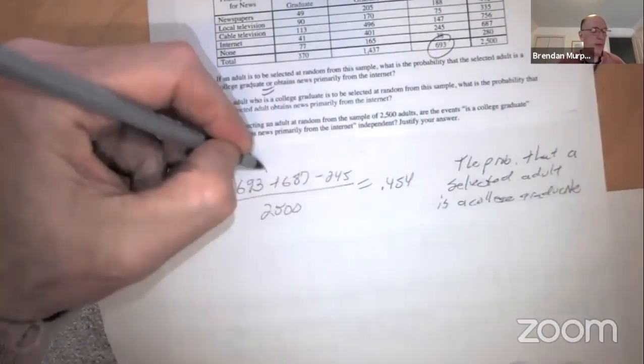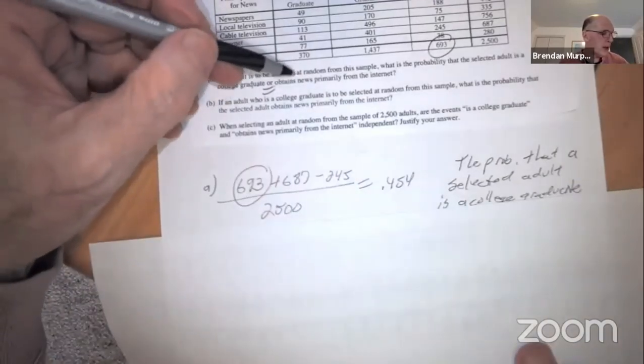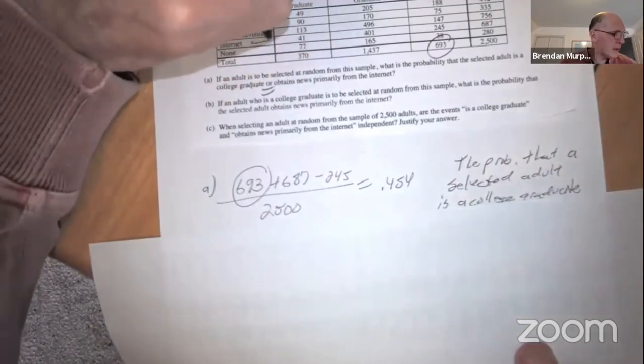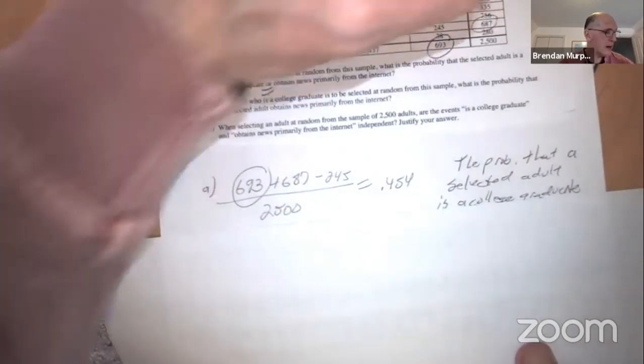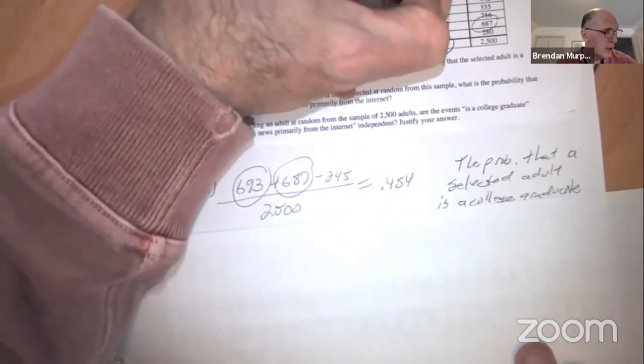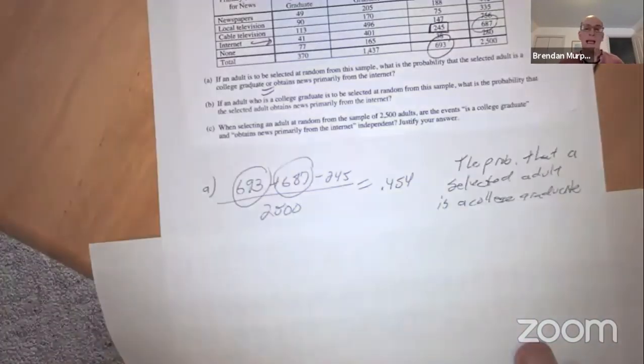So there's 693 college graduates. So I wrote that number down. So that felt okay to me. Or obtains news primarily from the internet. And so I kind of went across for that row there. And I had 687.